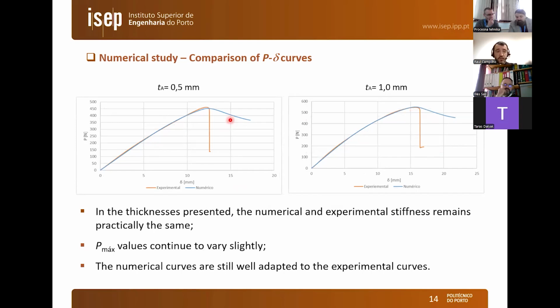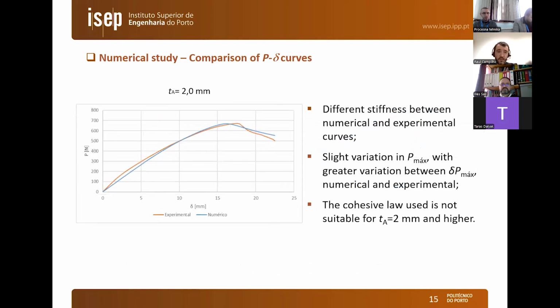Here we have the results for the thickness of 0.5 millimeters and 1 millimeter. The stiffness is once again practically the same. We had a good agreement in the maximum load, although in these two specimens in particular, we had an abrupt failure that occurred experimentally. The biggest difference that we had was for the adhesive thickness of 2 millimeters.